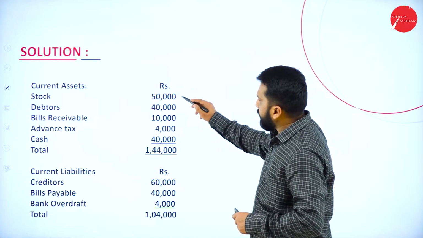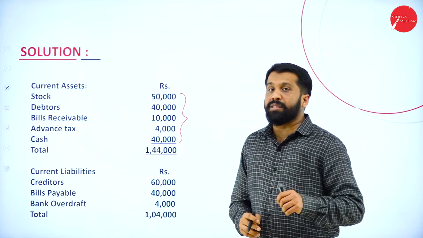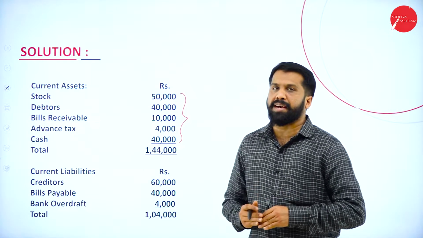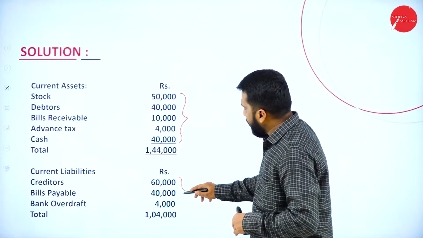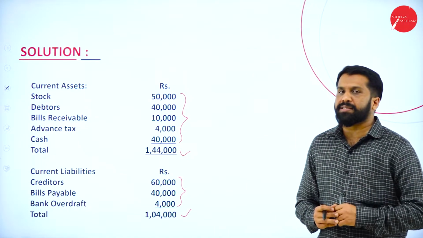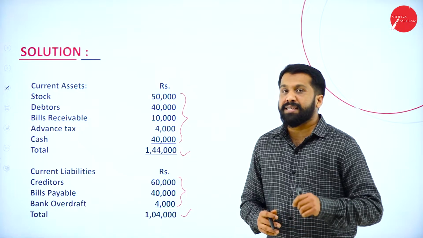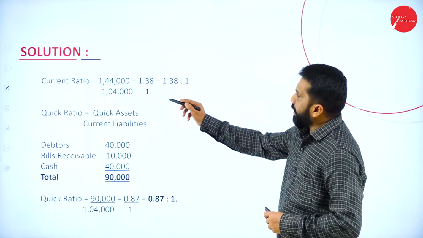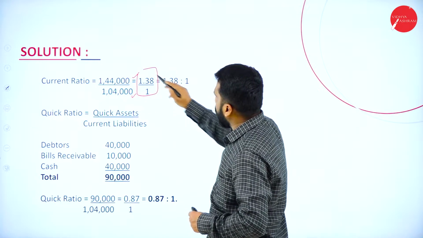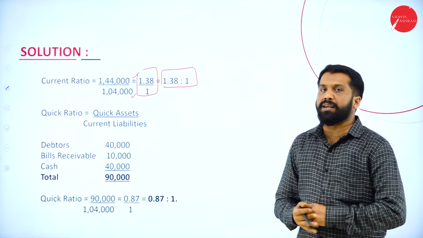Your current asset, as I told you, we have to add everything. If you add everything, the total is 1,44,000. Now we'll come back to current liability. If you add up all the liabilities, it comes to 1,04,000. Now, what is the answer? The answer is simple: 1,44,000 divided by 1,04,000 is your answer. Your answer is how much? 1.38:1.